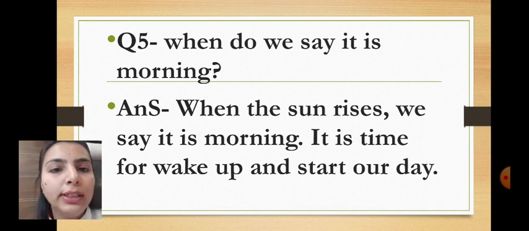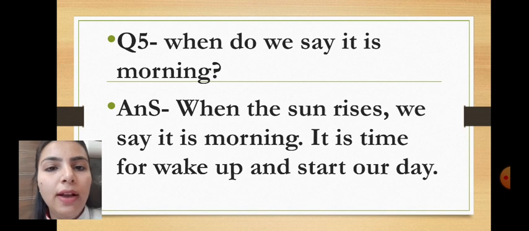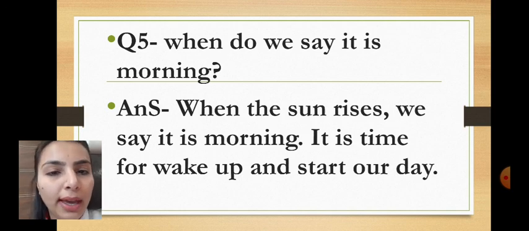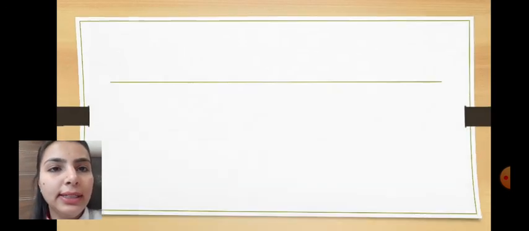So when your morning starts, when the sun rises in the sky and you have to wake up and start your day, that means you start your daily routine. You brush your teeth, take a bath, comb your hair, dress up and eat your breakfast and go to school and go to your work. That means it is your morning time. Okay, after this, see the next question.